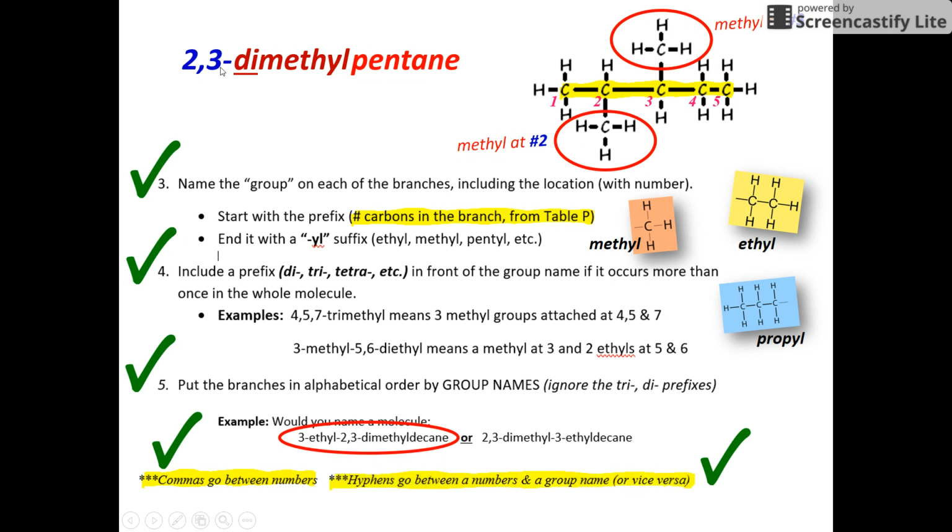So after the numbers but before the group name starts, we put a hyphen, or if we have to end a group name and start with some more numbers, then we use a hyphen again. But commas always go between numbers.